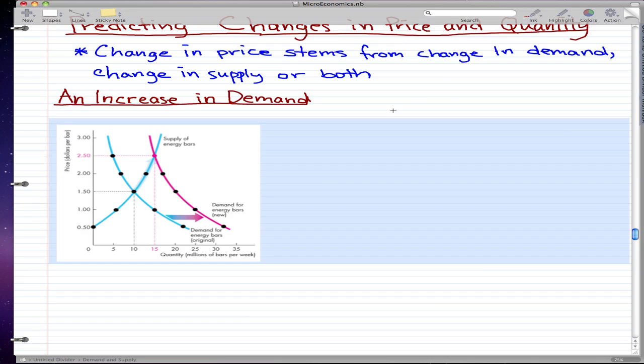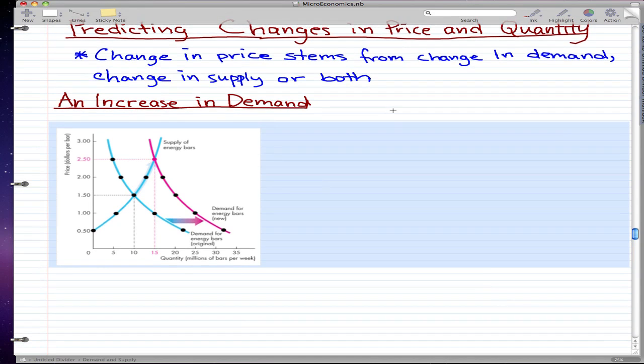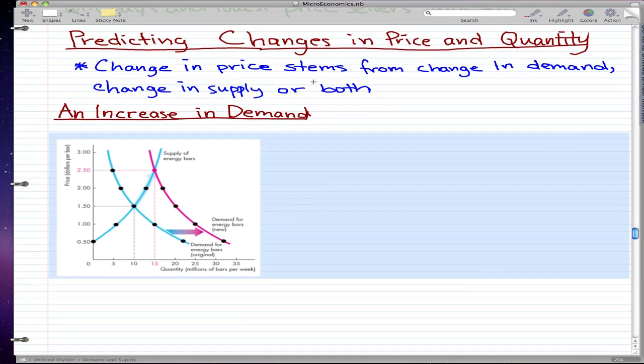So in this video, I'm going to talk about an increase in demand, but before that, I want to make sure that you remember how to predict changes in price and quantity. The point that I want you to remember is a change in price stems from a change in demand, change in supply, or it can be both change in demand and change in supply. And that is what I want you to remember.